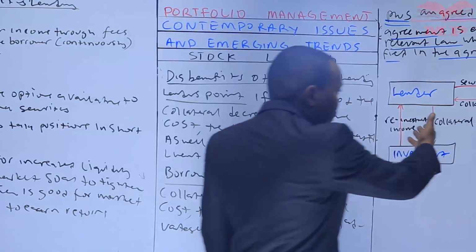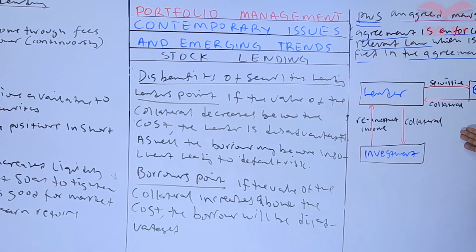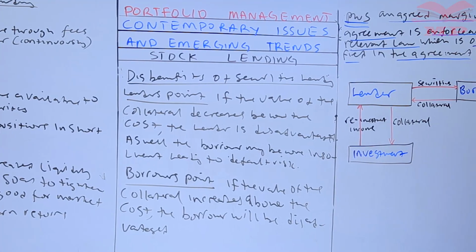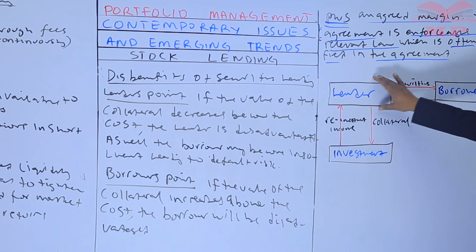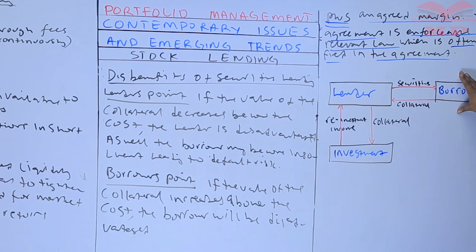So this diagram, ladies and gentlemen, is a rather simple diagram, but if you look at it from the lender's point of view, the benefits and disbenefits, and the borrower's point of view, the benefits and disbenefits are pretty straightforward.